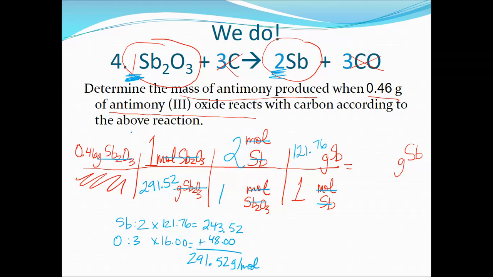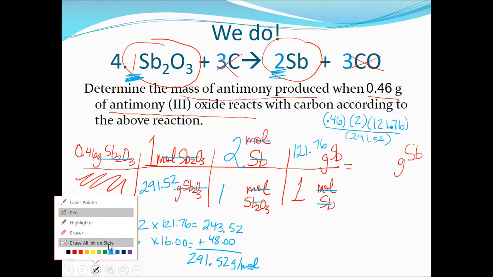So now you're going to multiply. When you plug this in your calculator, do your numerator first. So just for this first example, here's what you should plug in. I'm writing it a little differently in case you're confused. So 0.46 times 2 times 121.76, that's your numerator numbers. And then we're going to divide by the only number in the denominator, 291.52. When you plug that in, we're going to round it to 2 sig figs.